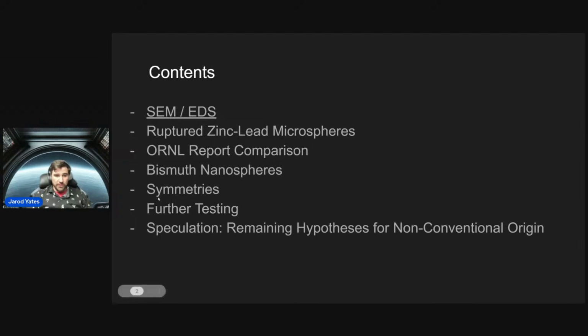We're going to go over some of the fascinating symmetries we found in the seemingly purposeful placement of these zinc-lead microspheres. We're going to go over the testing that we're currently performing on it, as well as what we are hoping to perform soon. And then I'm going to go over some speculation as remaining hypotheses for how this material that seems to have been made from elements on Earth could still, in fact, be very non-prosaic, could have originated from someone other than military testing sometime in the 20th century.